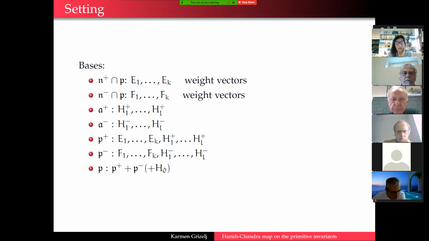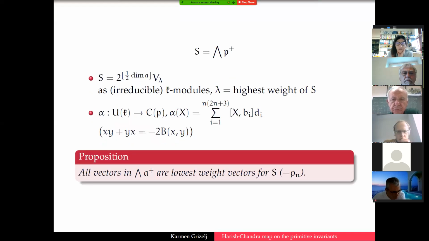Okay, so much about the setting. So, as I said, the spin module will be defined as a vector space as the exterior algebra of P plus. And as K modules, we can see that we have this kind of decomposition into V lambdas, where lambda is the highest weight of S.